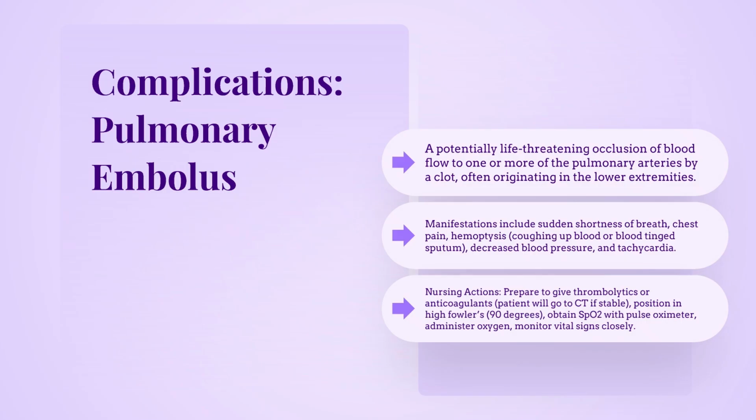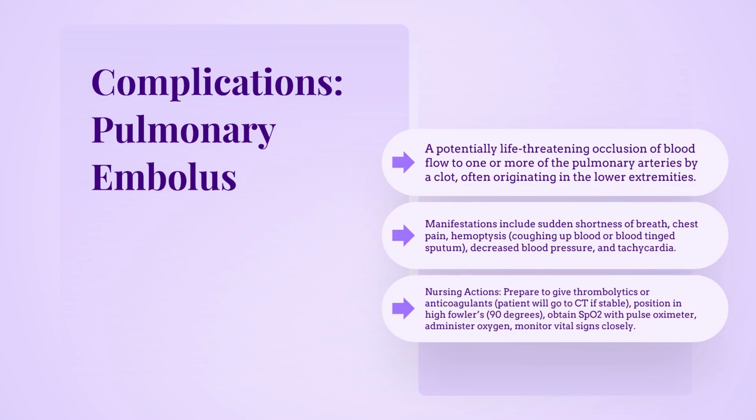Pulmonary embolus is that potentially life-threatening occlusion of blood flow to one or both of the pulmonary arteries by a clot. And those clots generally are starting in the lower extremities with the DVT. We're going to have sudden shortness of breath, chest pain. The chest pain is going to be pleuritic, where it hurts more when they breathe in. They may be coughing up blood or blood-tinged sputum. Their blood pressure may tank. They may become tachycardic.